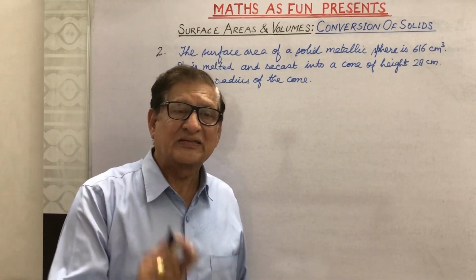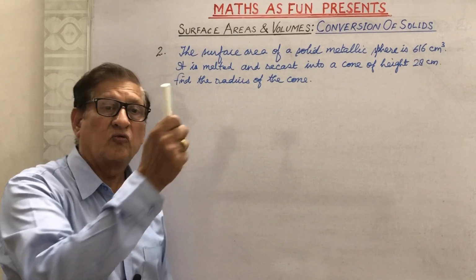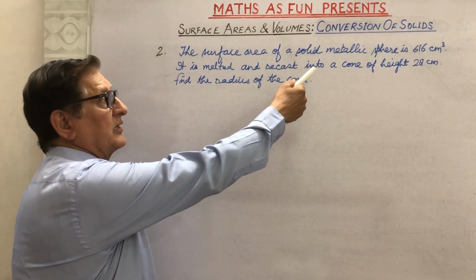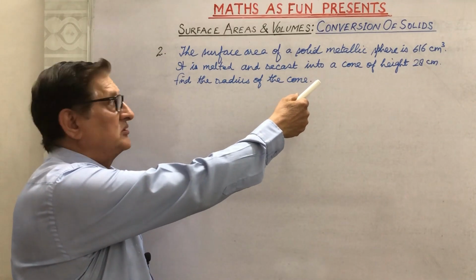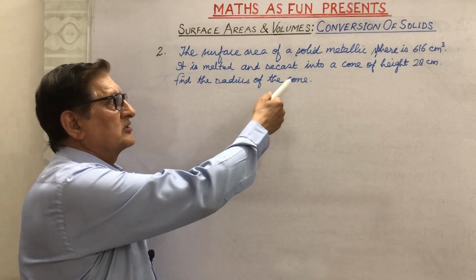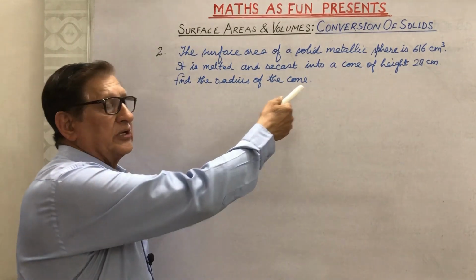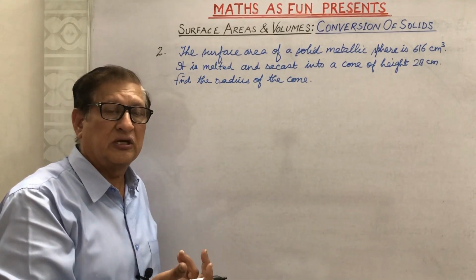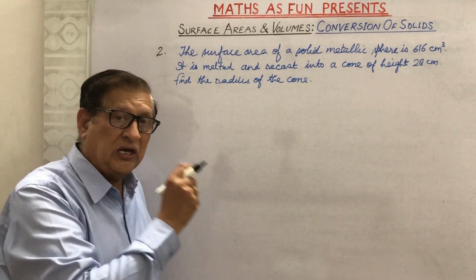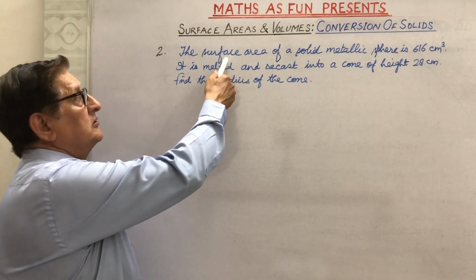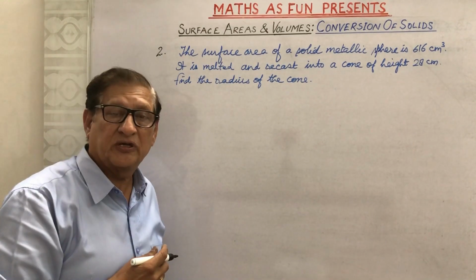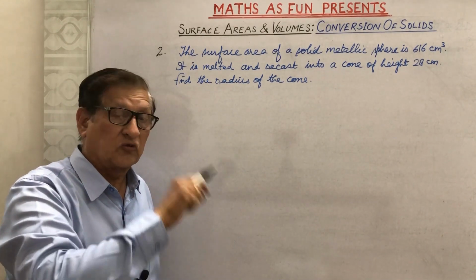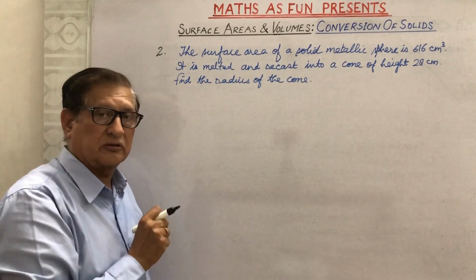The next problem we discuss here is based on 1-to-1 conversion. That is, the surface area of a solid metallic sphere is 616 centimeter square. It is melted and recast into a cone of height 28 centimeter. Find the radius of the cone. We have to find out the radius of the cone. We know that the surface area of the sphere is given. We can find out the volume only if we know the radius of it. So first we have to find out the radius of the sphere.